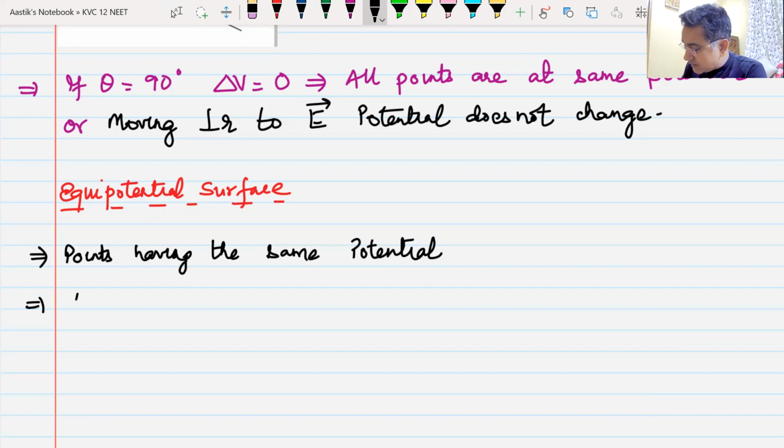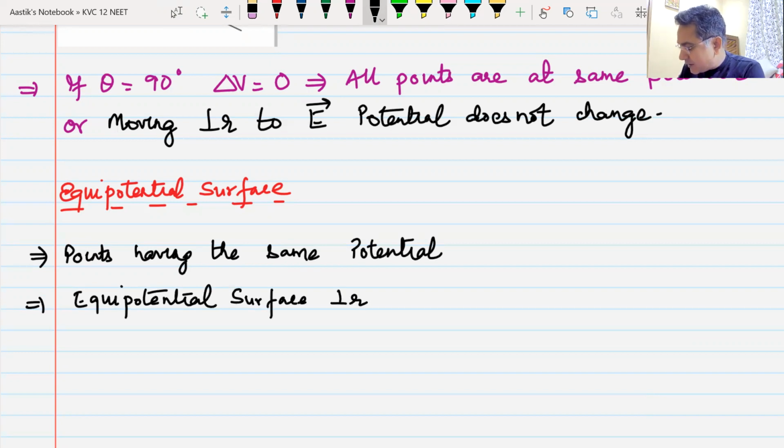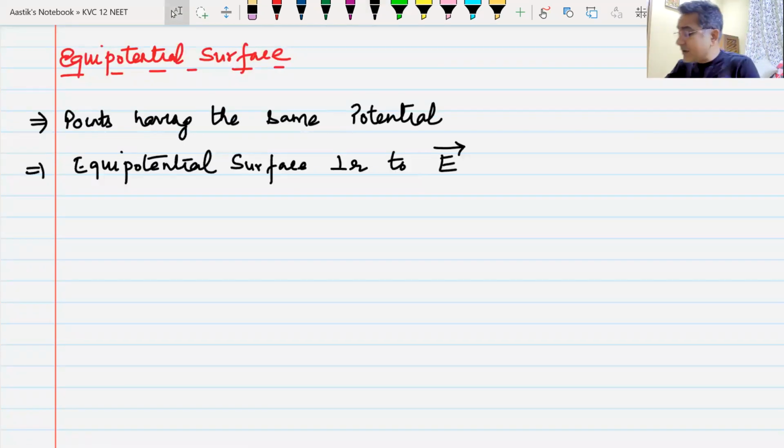Now this equipotential surface will be perpendicular to your electric field, because in a direction which is perpendicular to the electric field, potential does not change. So your equipotential surface will be perpendicular to your electric field.